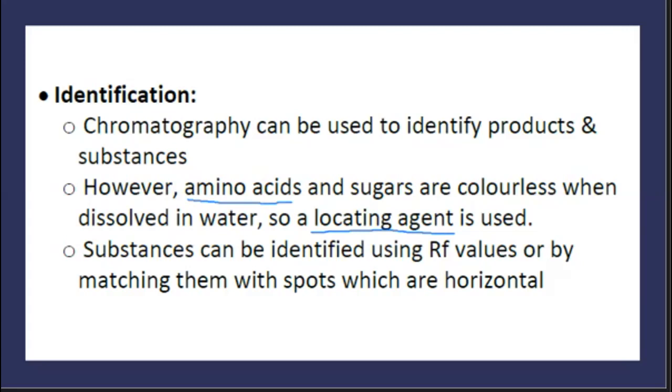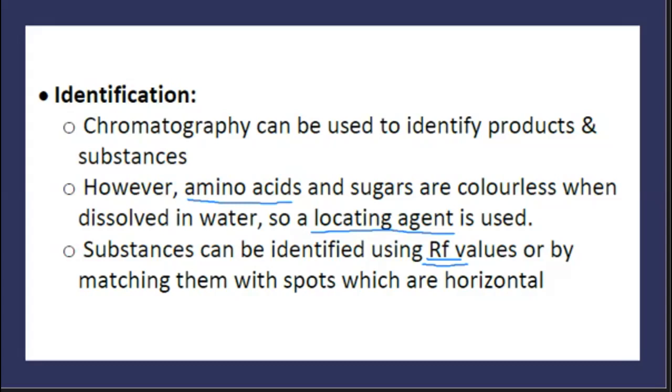All right. Now, if proteins are present, we normally get a mauve or purple color being produced. And if reducing sugars are present, the sample would give an orange or brick red color from the reaction. Substances can be identified using retention factor values or by matching them with spots which are horizontal. Right? This has to do with chromatography, and that we will get into at a later time. But just for now, if we wanted to identify it, these are some ways that we could go about trying to identify the presence of it.